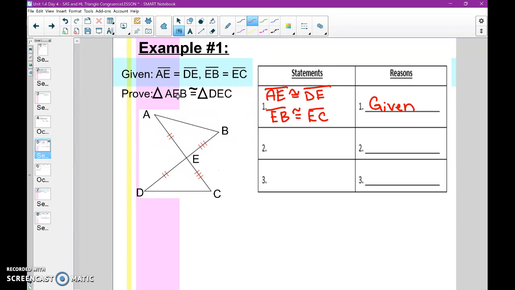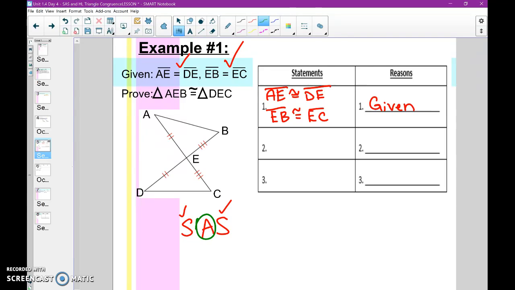AE congruent to DE. Got here and here, so that one's checked off. And then we have EB and EC. Boom, checked off. Okay? So if I'm looking at SAS as my way that I'm proving things today, the sides are already done. I don't even have to do anything else with any more sides, but I do need to do something with the angle between them. So let's figure out where the heck that is anyway.